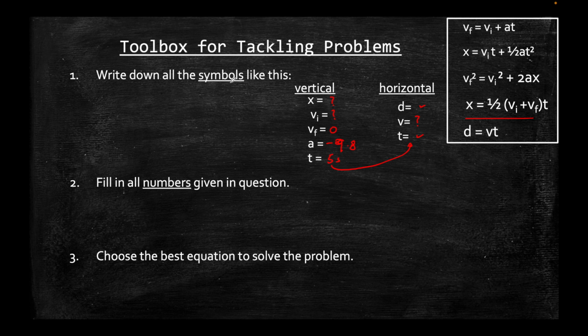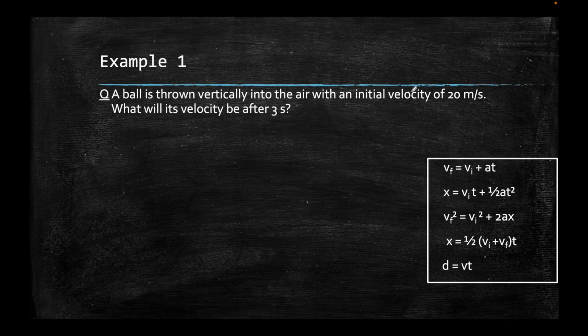So this is a little toolbox. Write down the symbols that you'll need. Fill it in. 3 pieces for vertical and only need 2 for the horizontal. Choose an equation and then you can figure out your answer. Okay, here's a quick question.